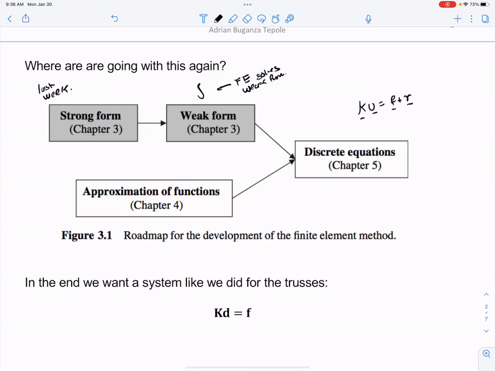And we'll see that when we do this integration part. Today, we are gonna do this approximation of functions. So this week, we're gonna be here.